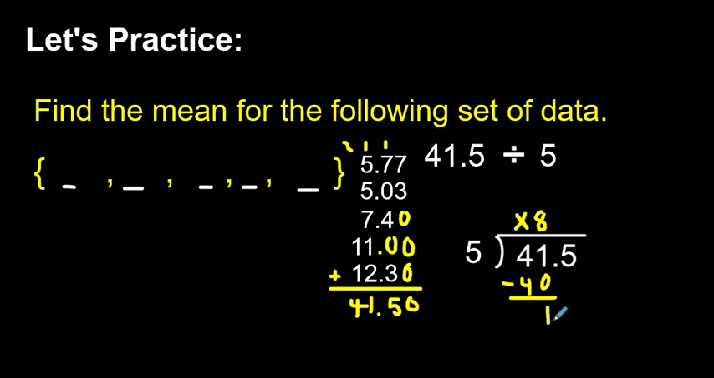And when we subtract, I have 1 left over. I'm going to bring that 5 down, and 5 goes into 15 3 times, and your decimal will go straight up in your answer. 3 times 5 is 15, and we have a terminating decimal, an exact value. The mean is 8.3, or 8 and 3/10.